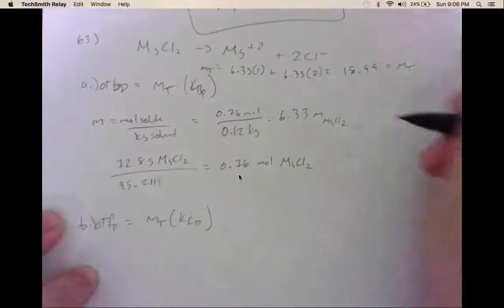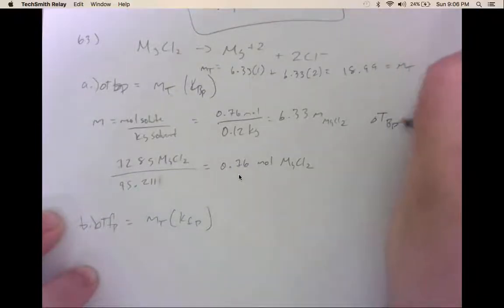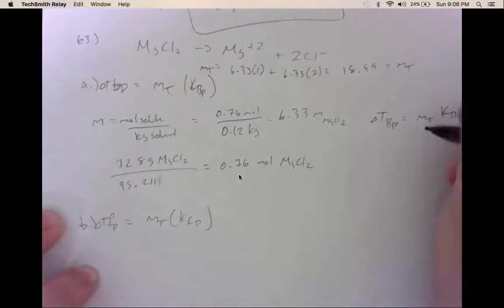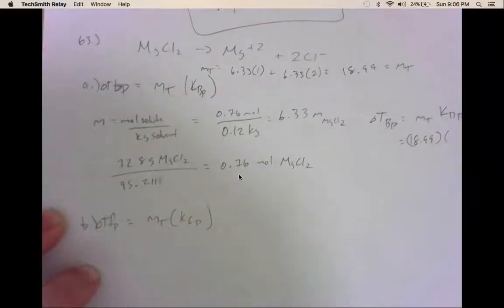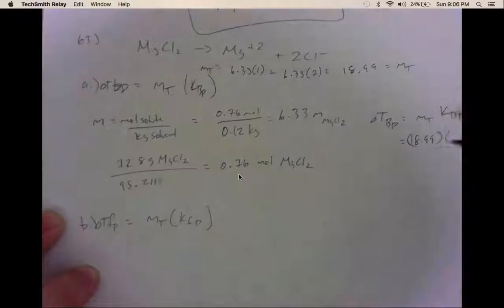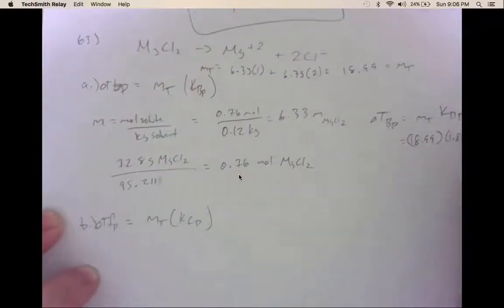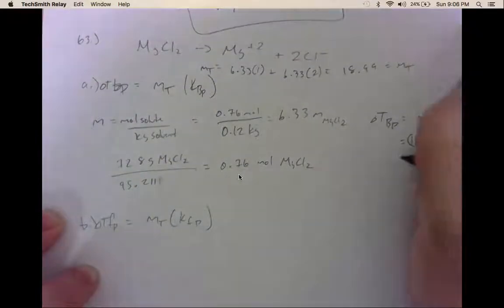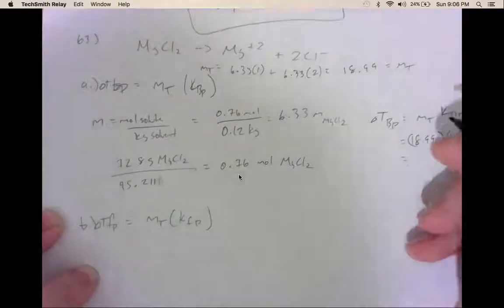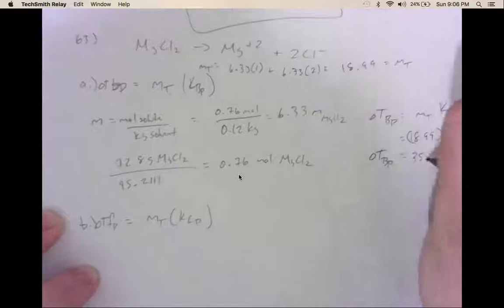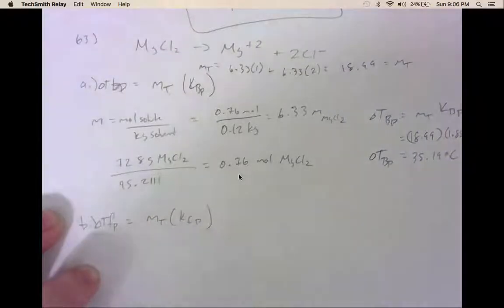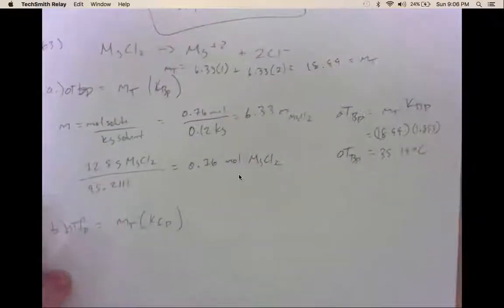Now we just need to plug into our delta BP equals MT times K BP. So we plug in the 18.99 where it says MT, and then we have our boiling point elevation constant, which is 1.853. Once you multiply these together and solve, we find that we have a change in boiling point of 35.19 degrees Celsius.